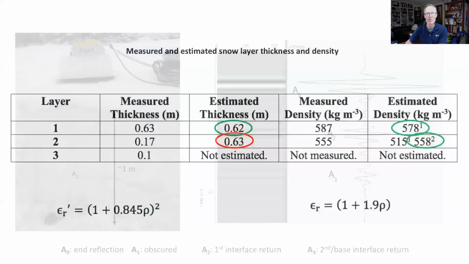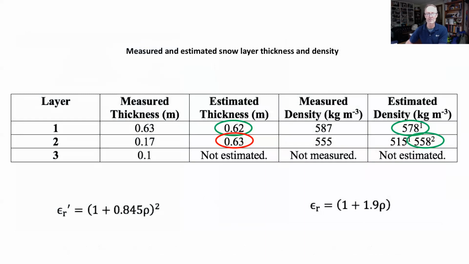And if we do that in accordance with those equations that I showed a couple of slides earlier, then this is what we get. So on the left, we've got 3 layers there, 1, 2, and 3. Their measured thickness, merely using a ruler, a tape, is 0.63 meters, then 0.17 meters, and the final layer of 0.1 meters. Then there's their estimated thickness using the surface reflection method, and to the right-hand side of that table is their measured density using gravimetric density measurement, taking out a sample and weighing it. And on the right-hand side is the estimated density using the surface reflection method.